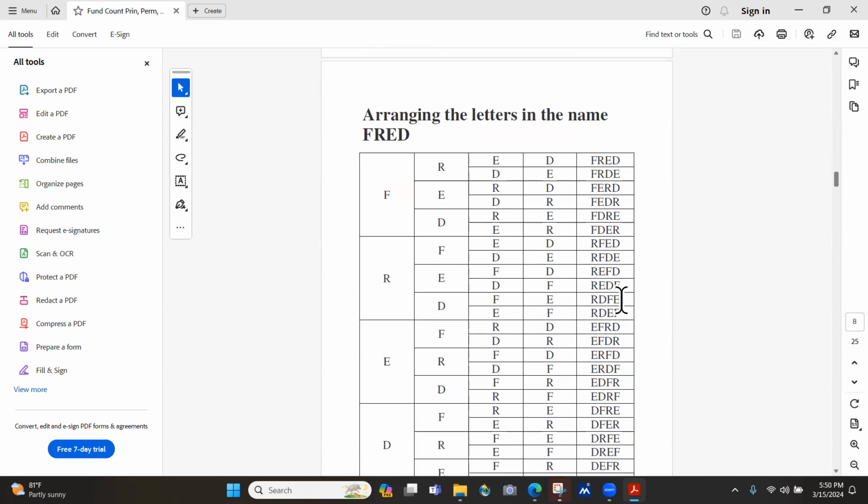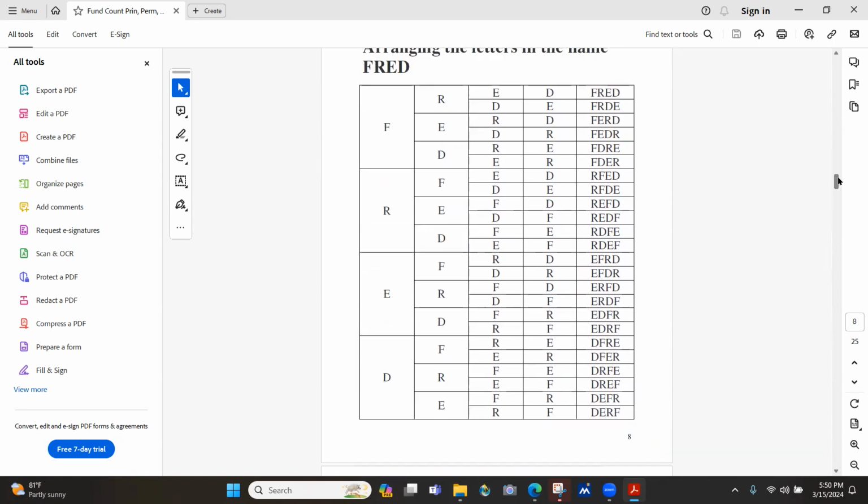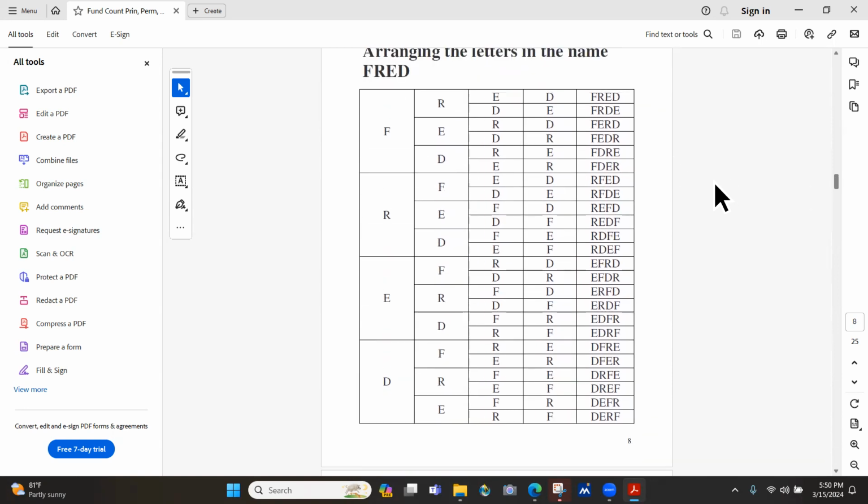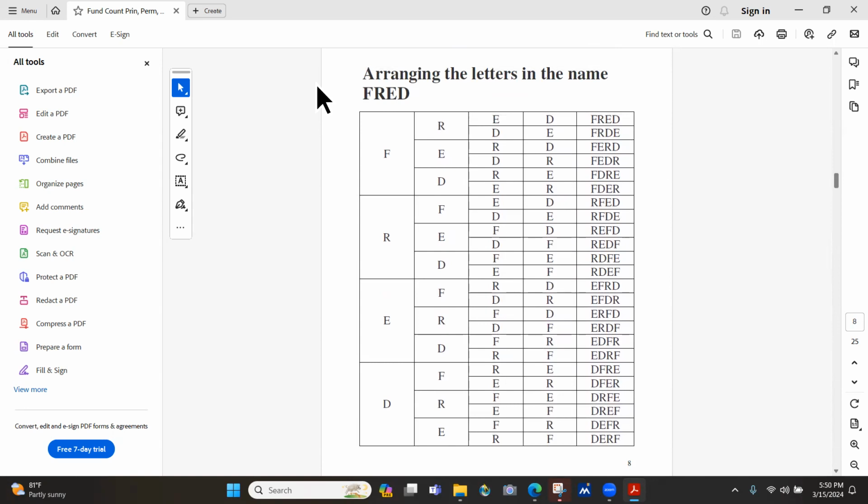I'm not going to go over this, but it's worth actually going over. So now, this doesn't look like a similar problem, but it is. So let's say I want to rearrange the letters in the name Fred. The first letter can be picked in 4 different ways. You can choose F or R or E or D. Now, the second letter, one of the letters is gone.